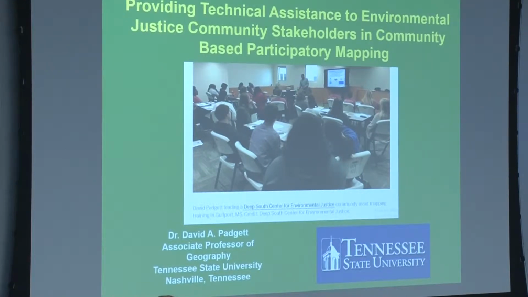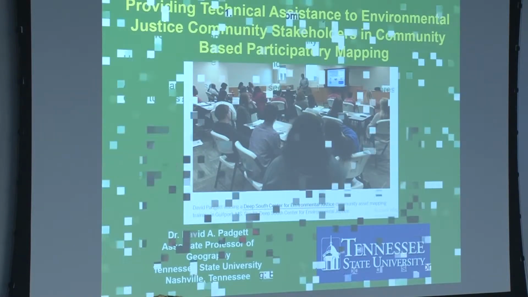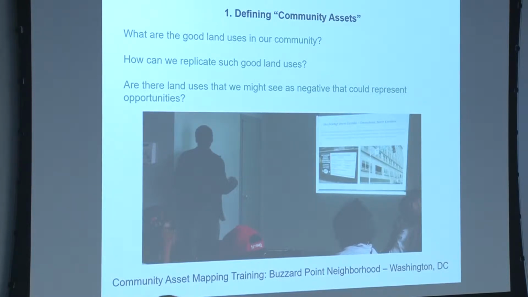This first slide is from a project that I'm working on with Dr. Robert Bullard, also known as the father of environmental justice, and Dr. Beverly Wright. We are doing, as part of a larger project, providing technical assistance to vulnerable communities in the Gulf Coast region, doing community asset mapping. So over the years, I've developed a model for community asset mapping for environmental justice stakeholders. And so I'm just going to kind of walk through the steps.